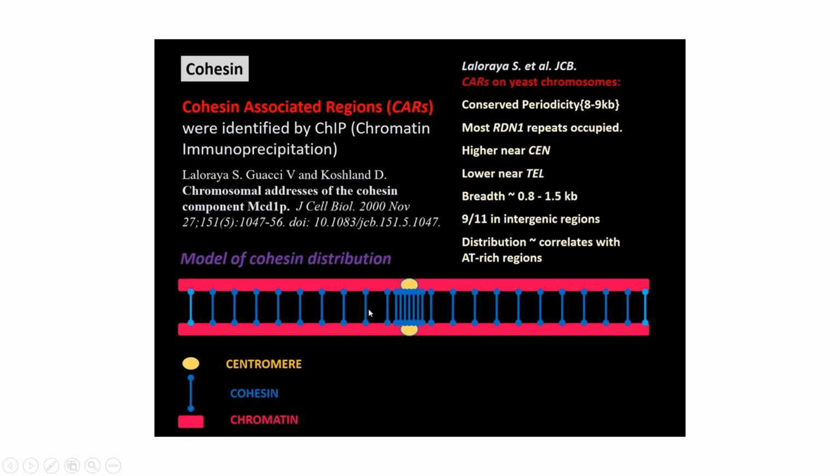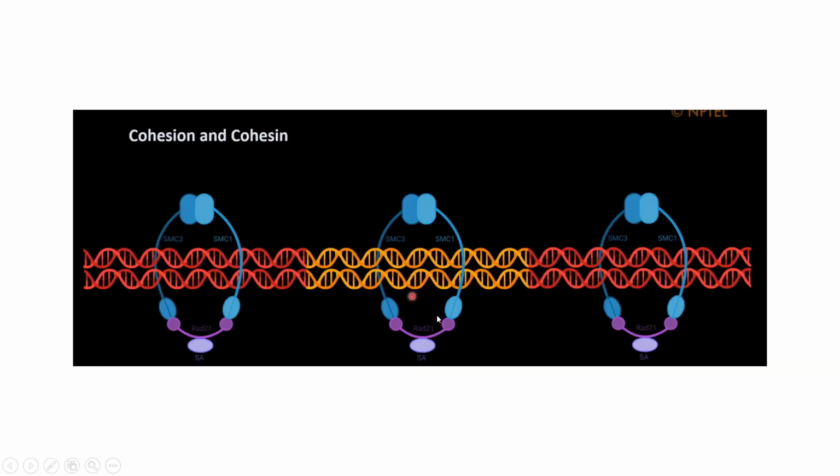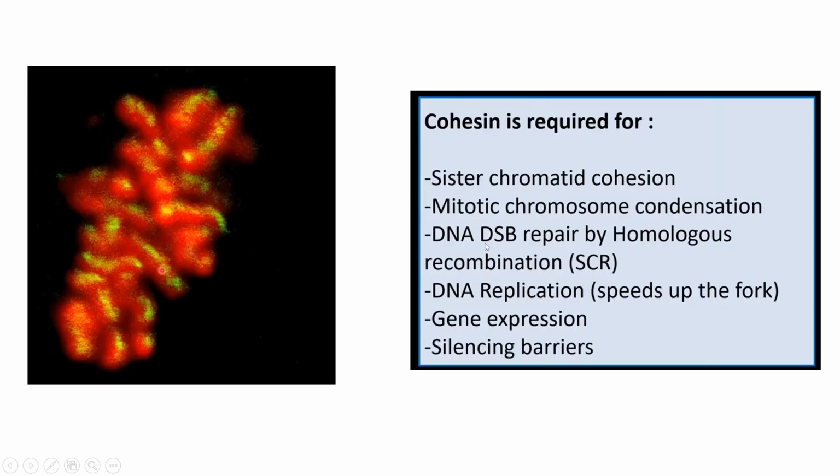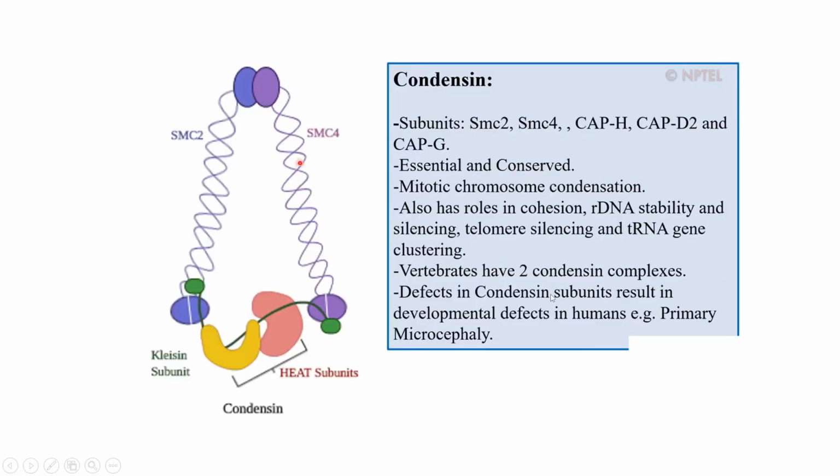That was the observation from this study, which was published in Cell Biology in the year 2000. You can refer to this paper for more detail. These are called cohesin associated regions, identified by chromatin immunoprecipitation. Here you can see the various cohesins and cohesin subunits arranged around the DNA molecule. And cohesins, as I told, help in cohesion, double strand break repair, gene expression, and replication as well.